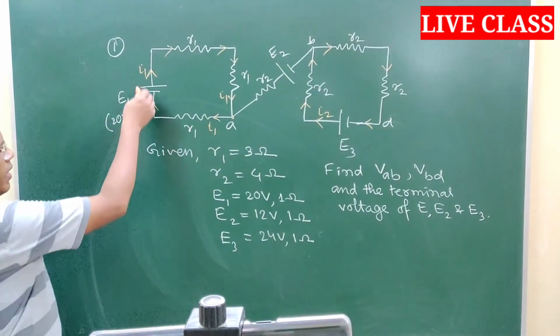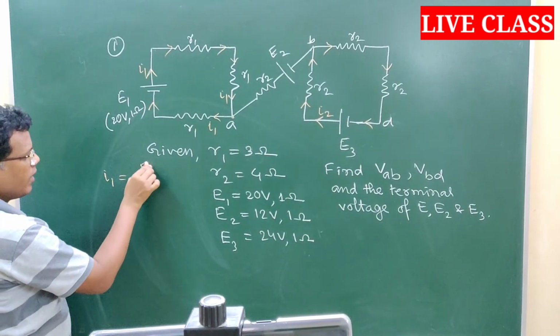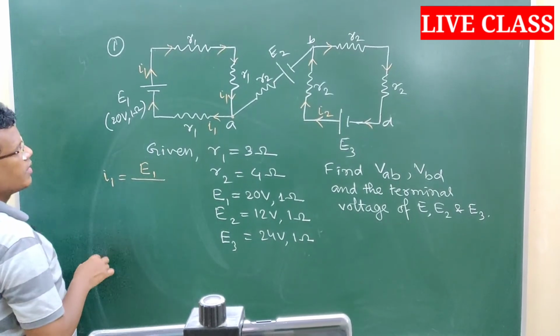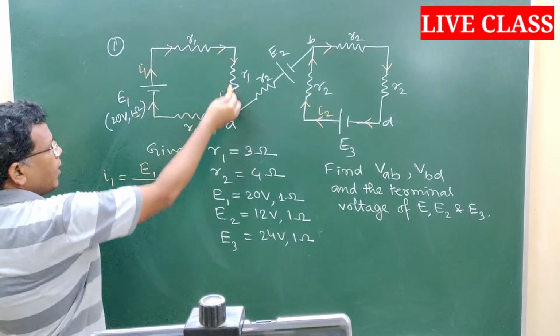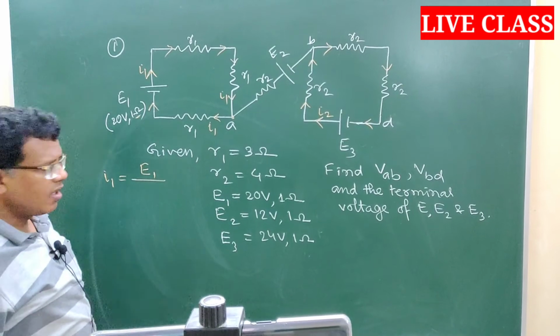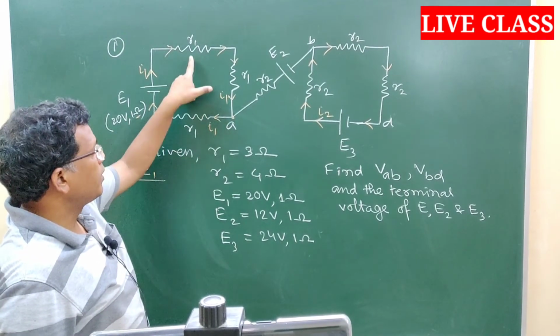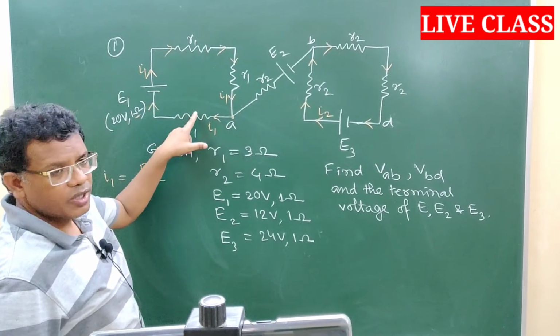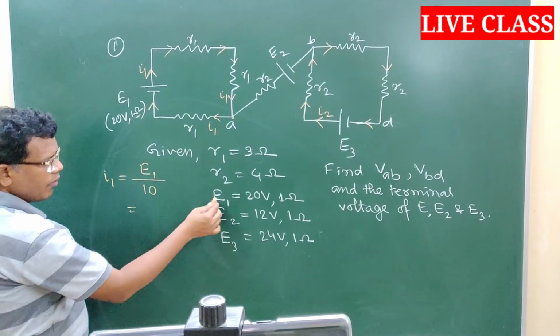Got my point? So therefore we can write down the value of I1 in loop 1 as E1 divided by the total resistance. Total resistance means internal resistance plus the sum of the 3 external resistors given here. All resistors are 3 ohm each. So 3 plus 3 plus 3 is 9, plus 1, 10 ohm.